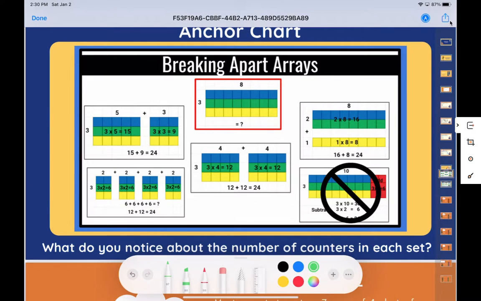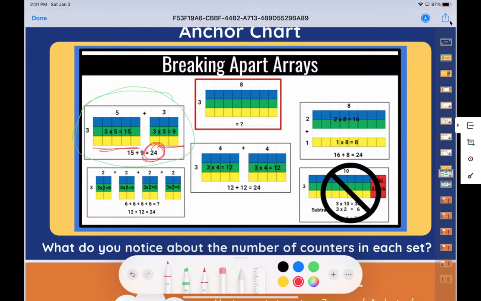Did you say that you noticed that each set has the same number of counters? Let's take a look. In our first picture, I'm looking at this one in this top corner. I have 3 times 5 is 15, so there's 15 counters here. And then I have a 3 by 3, which is 9. And there's a total of 24 counters.